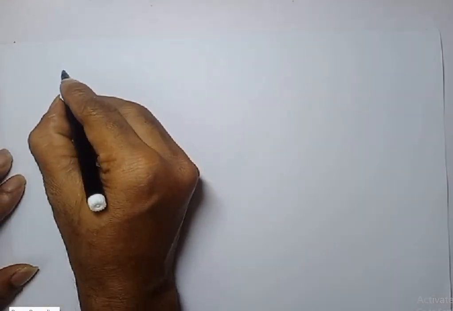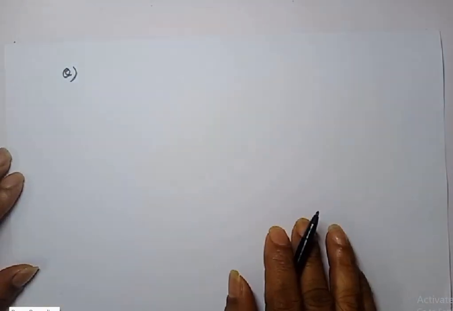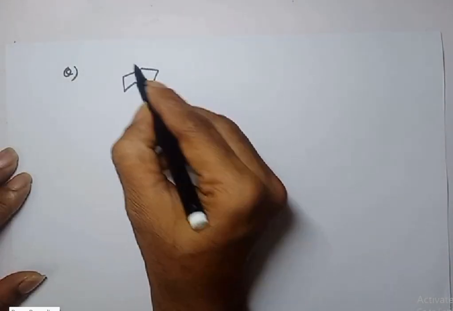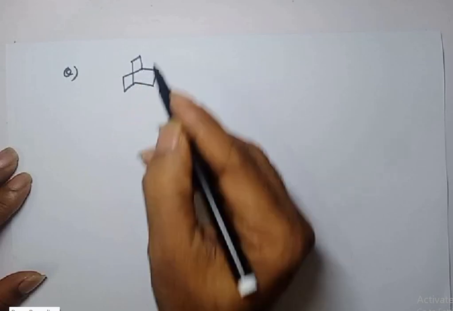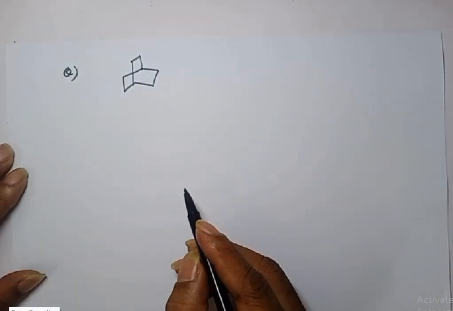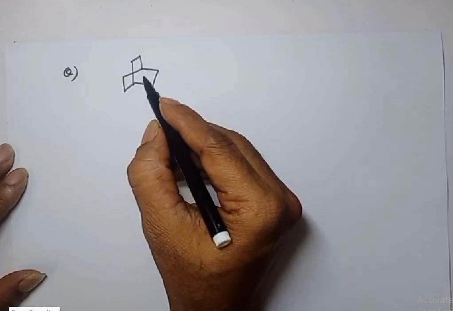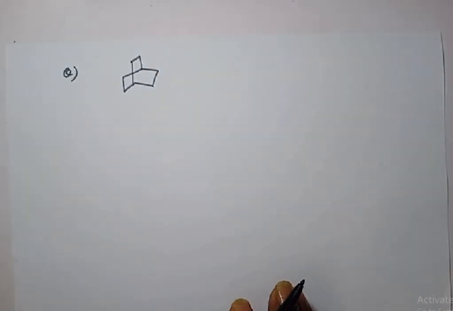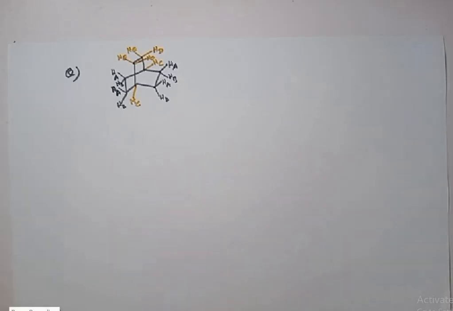Let me give a few more questions so that you can understand this clearly. Try to answer this question. For this compound, how many signals do we get in the proton NMR spectrum? Yes. A compound in which the exo hydrogens are equivalent.